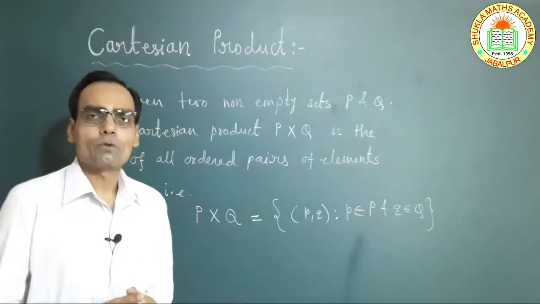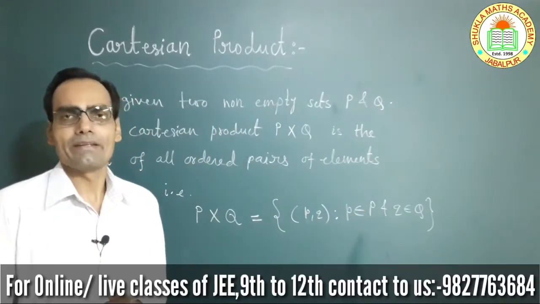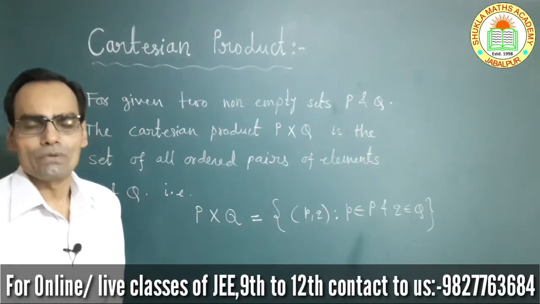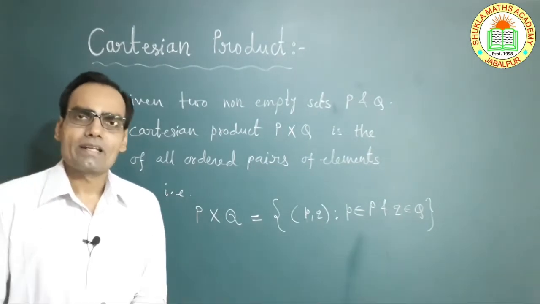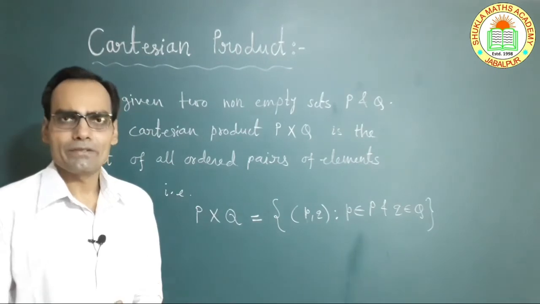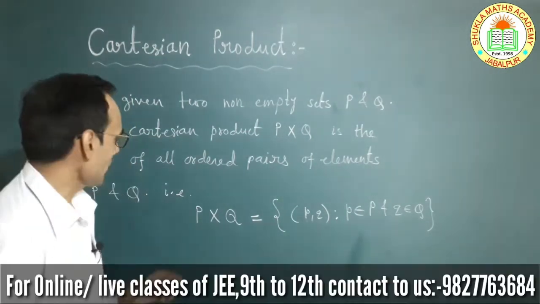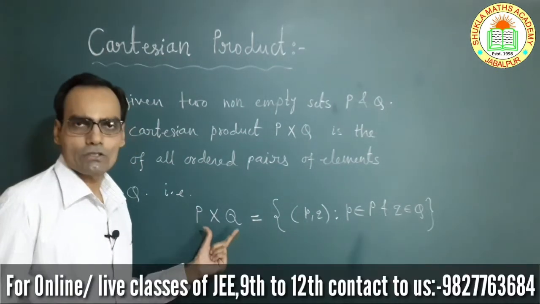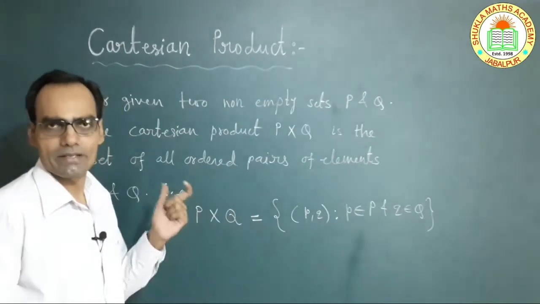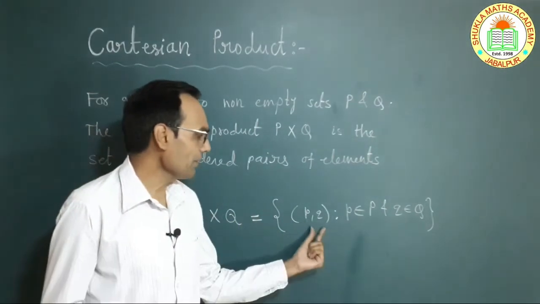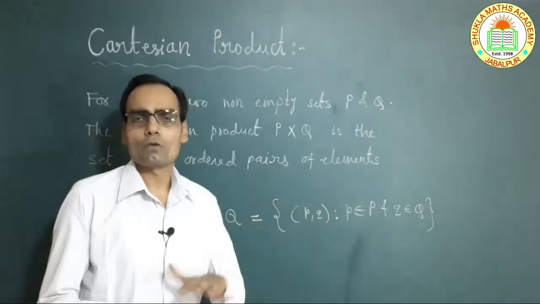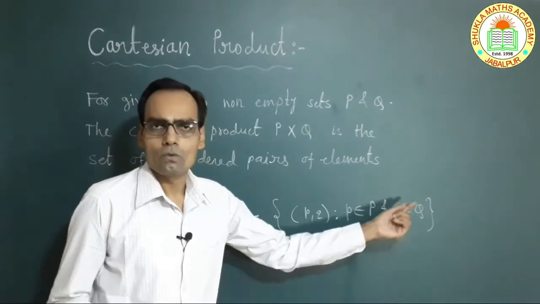Means if we have two non-empty sets P and Q, then we can easily find the Cartesian product of P and Q, and it is represented by P cross Q. P cross Q means Cartesian product of P and Q equal to (p, q), right? Where p belongs to P and q belongs to Q.